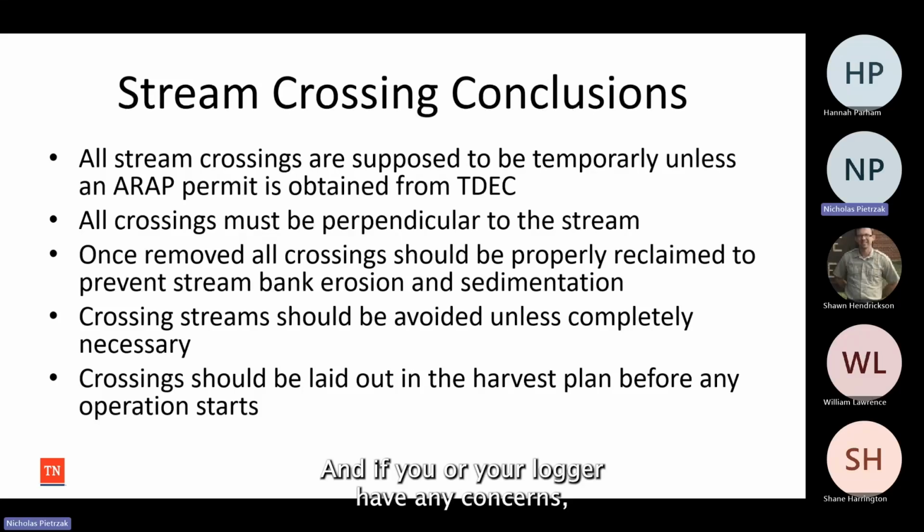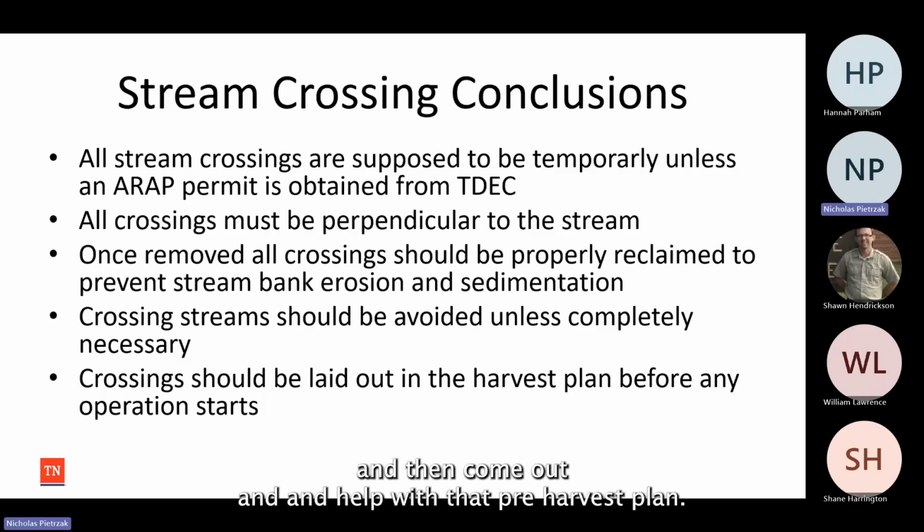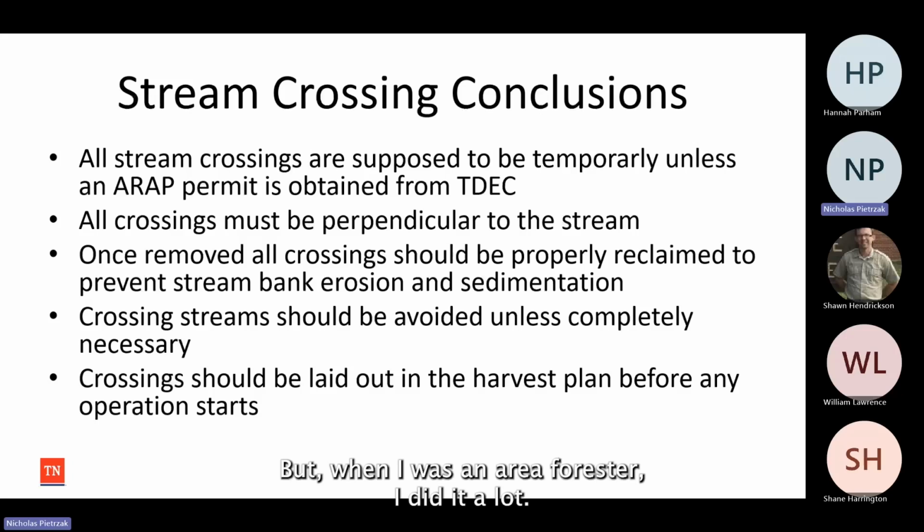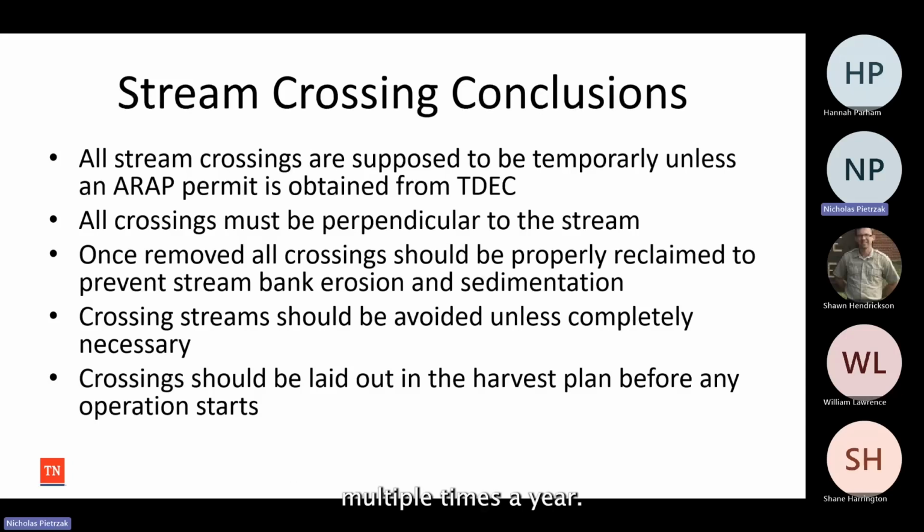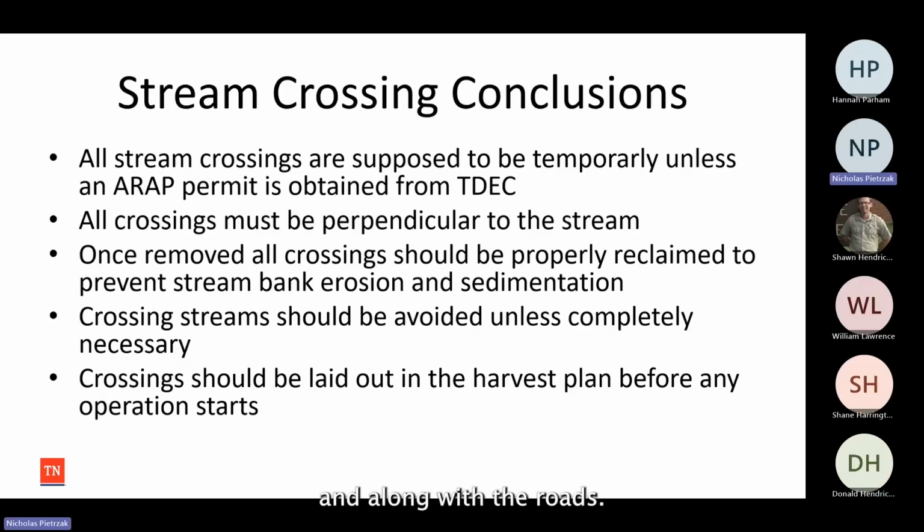And if you or your logger have any concerns, you can always contact your local area forester office, and they can come out and help with that pre-harvest plan. When I was an area forester, I did it a lot, multiple times a year, and it was always interesting and good experience. And also, if something arises, like a flood, and TDEC comes looking, we were involved on the front end. Crossings should be laid out in the harvest plan along with the roads.